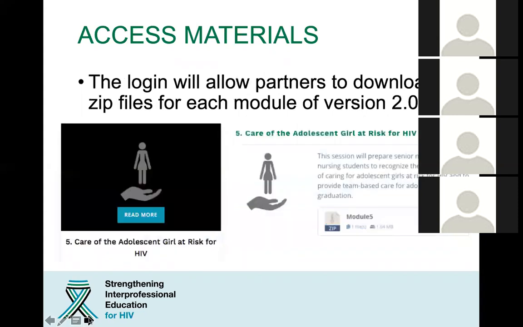Once you've logged in, you can download zip files for each of the modules. So under the sub-menu of modules, you'll be able to click on each of the individual modules, and when you click read more right here, it will open up a pop-up box that has the option to download module 5, and then that will download as a zip onto your computer. Next slide.